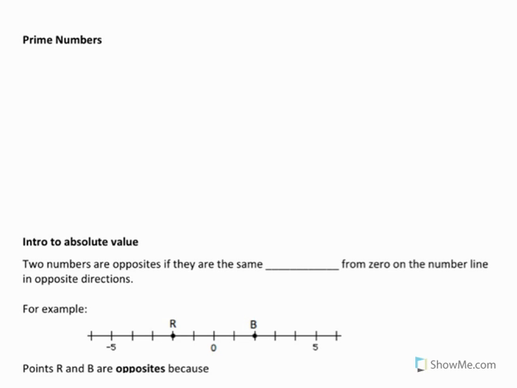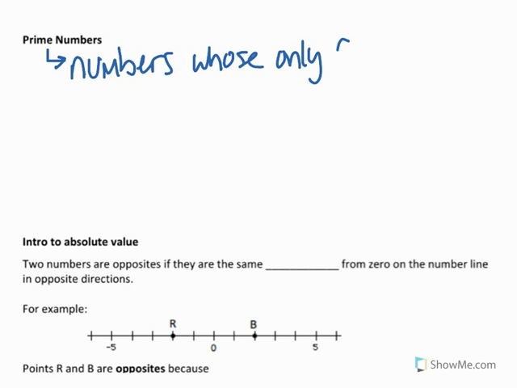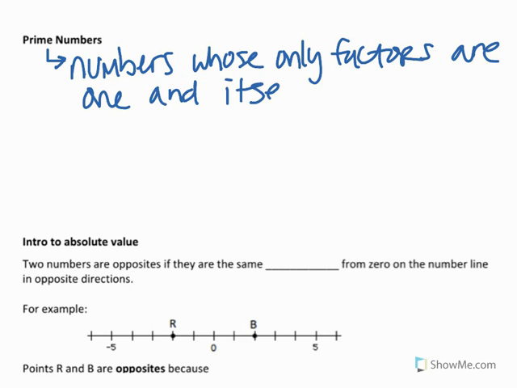Next, we're going to take a look at the prime numbers. Now, the definition of prime numbers: they are numbers whose only factors are 1 and itself.